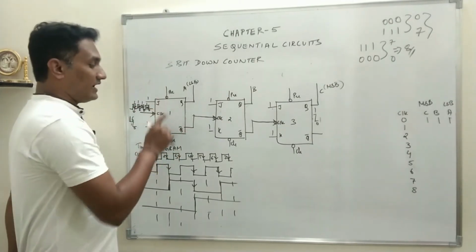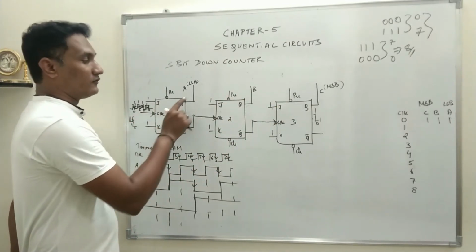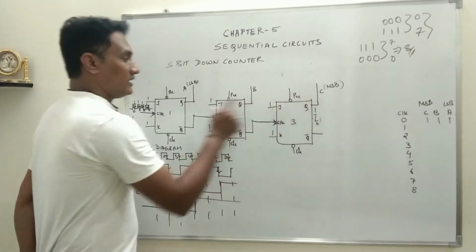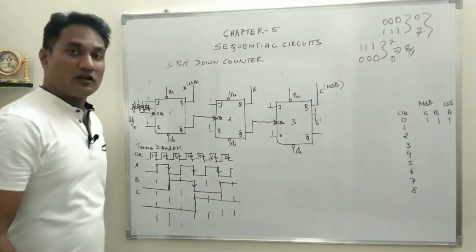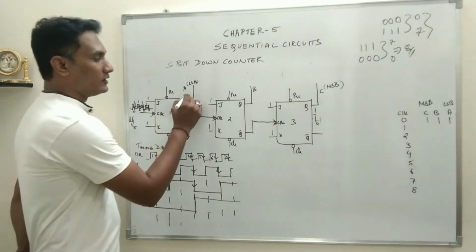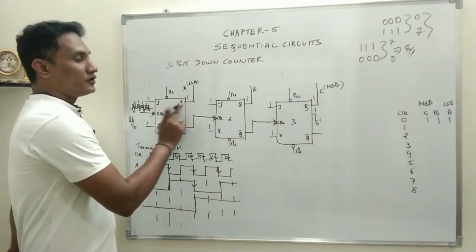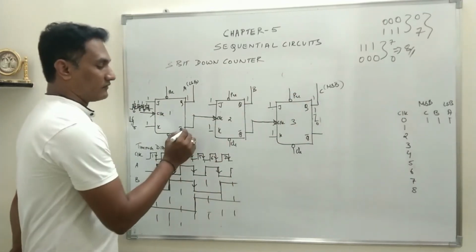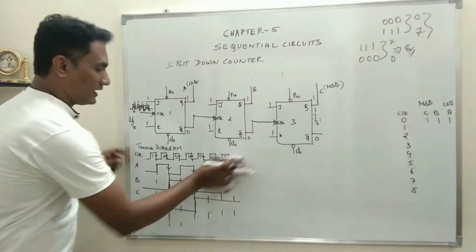So for that we have this preset terminal. Without giving a clock pulse, if you want to set the output to 1, you have to activate the preset terminal of all the flip-flops. When all the flip-flops' preset terminals are activated, all the outputs will become 1. So Q output of all the flip-flops becomes 1. Therefore that means Q bar will be 0.